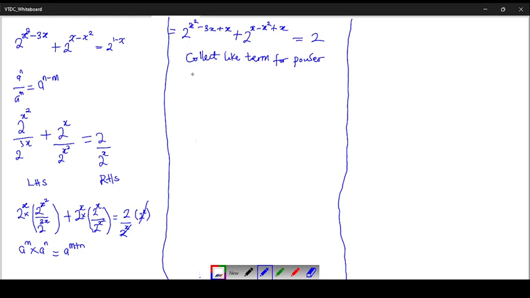So collecting like terms for powers would be 2 raised to the power of x to the power of 2. Minus 3x plus x would give me minus 2x. And then I have here plus x plus x, which would give me 2x minus x squared. So I have here 2 raised to the power of 2x minus x squared, all equal to 2.